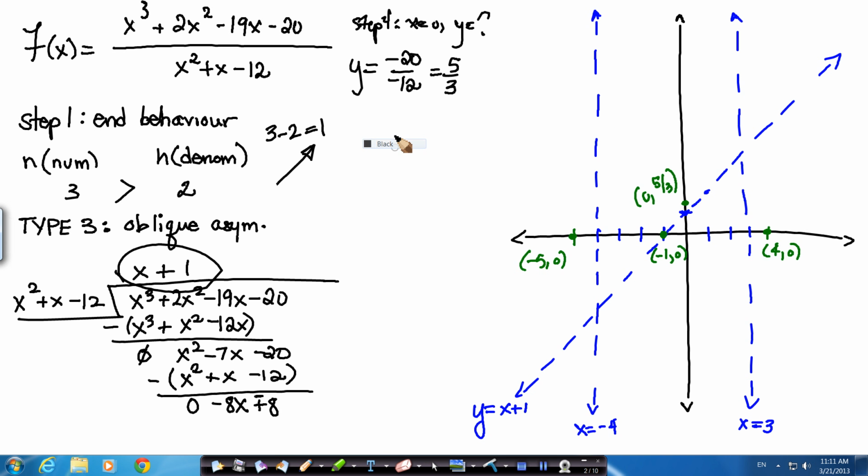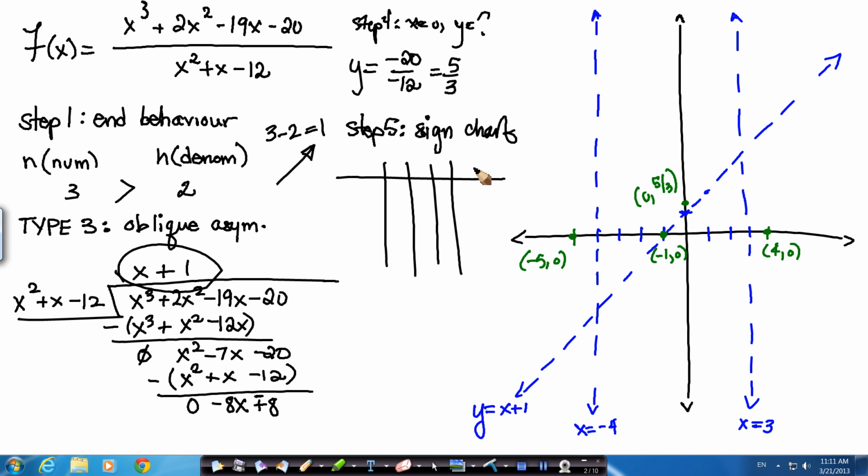Last thing, step 5. We're on the last step. Woohoo! Step 5 is not synthetic division, it's a sign chart. Wow. Your professor gets tired too. But let's see. We've got 5 points of interest at negative 5, negative 4, negative 1, 3, and 4.